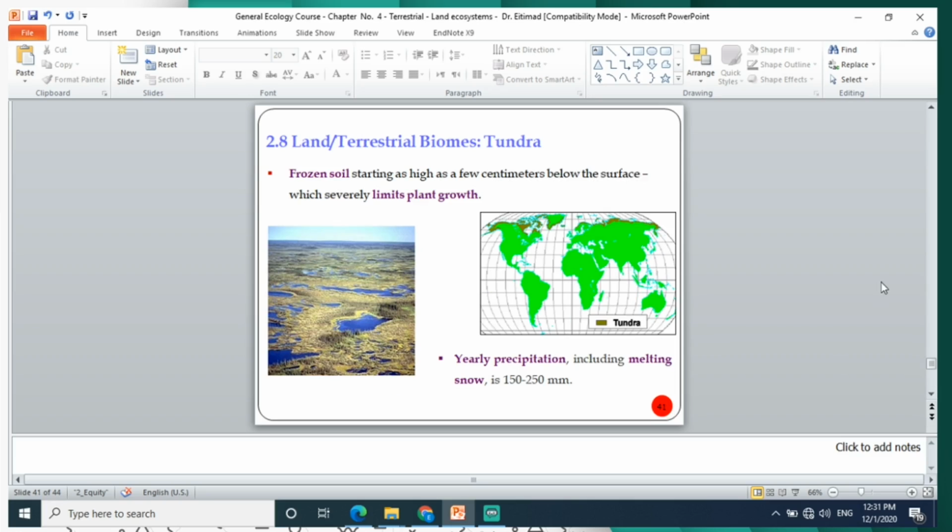Tundra biomes are characterized by frozen soil. As you see here, the soil is frozen and treeless. This is a biome with no trees, only grasses, because the soil limits plant growth, and also the yearly precipitation, the rainfall and the melting snow, is not too much. It is about 150 to 250 millimeters per year.